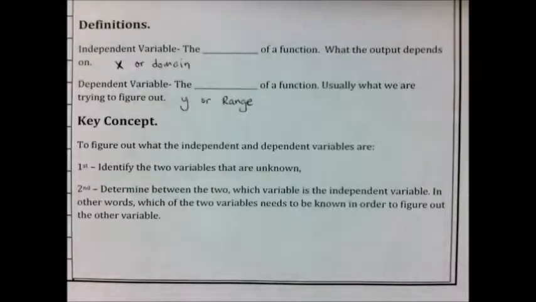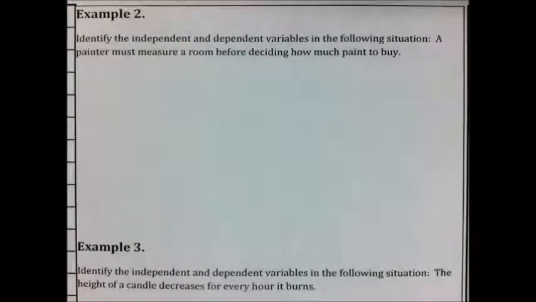So our key concept here, in order to decide which one's independent and which one's dependent: the first thing you're going to want to do is identify the two variables that are unknown, and then second, determine between the two which variable is the independent variable. In other words, which of the two variables needs to be known in order to figure out the other variable. That's probably the easiest way to identify which one's independent and which one's dependent. So let's do a couple examples of that.